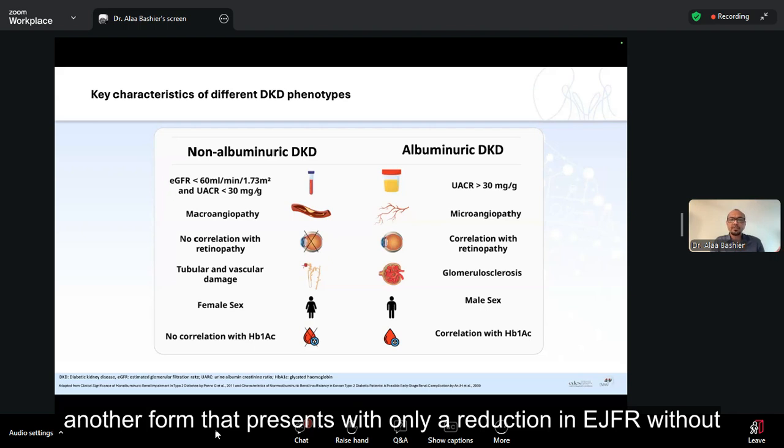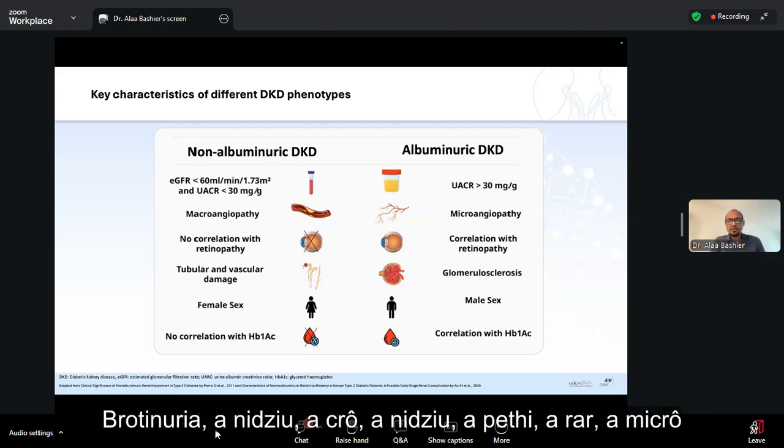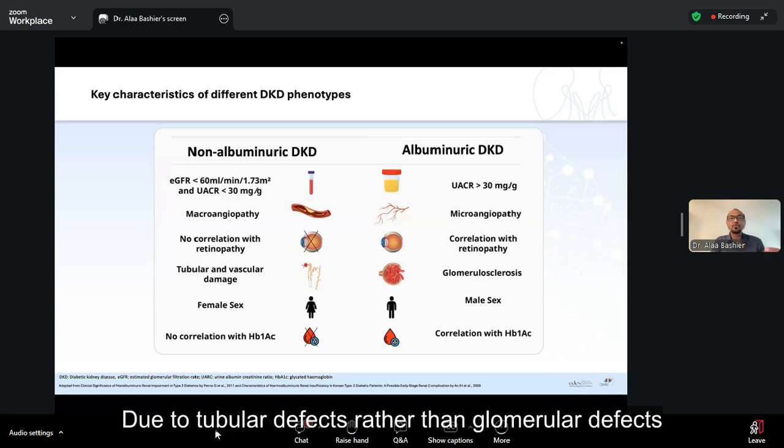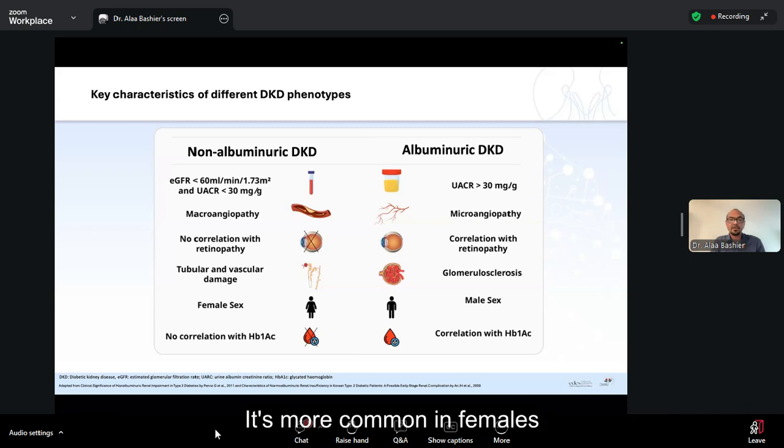The non-albuminuric form is another form that presents with only a reduction in eGFR without proteinuria. It's due to macroangiopathy rather than microangiopathy, and it has no relation to diabetic retinopathy. It's due to tubular defects rather than glomerular defects, it's more common in females, and it has no relation to A1C.